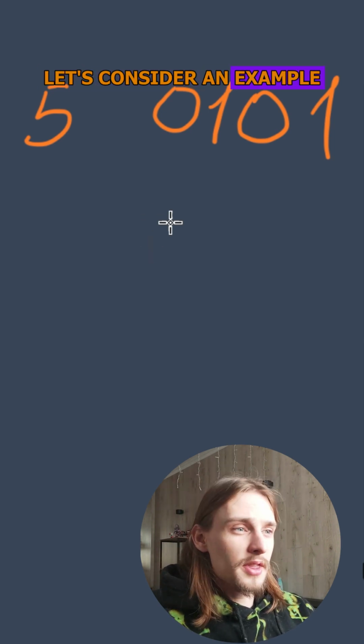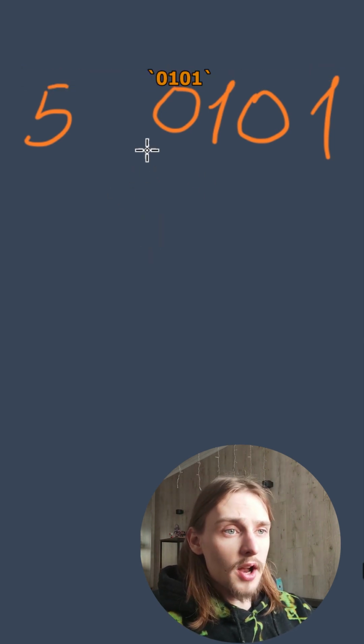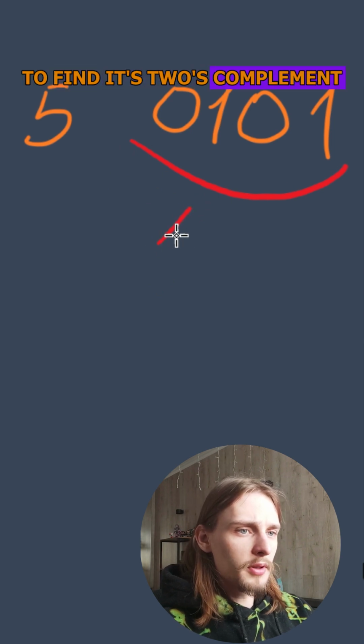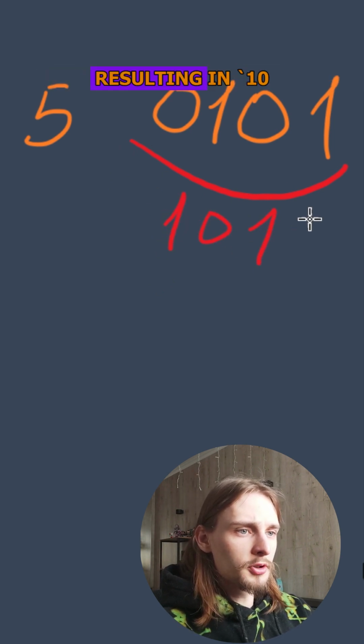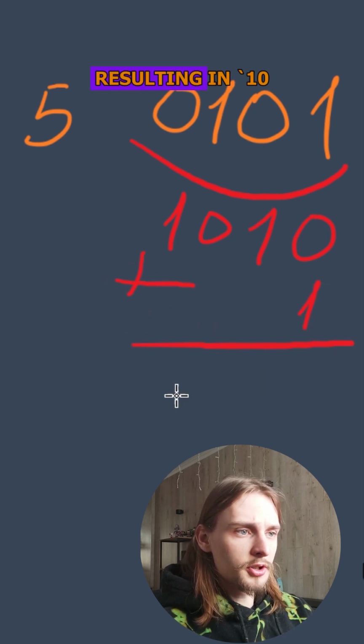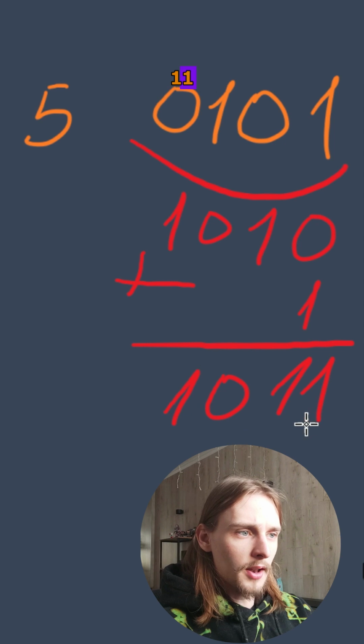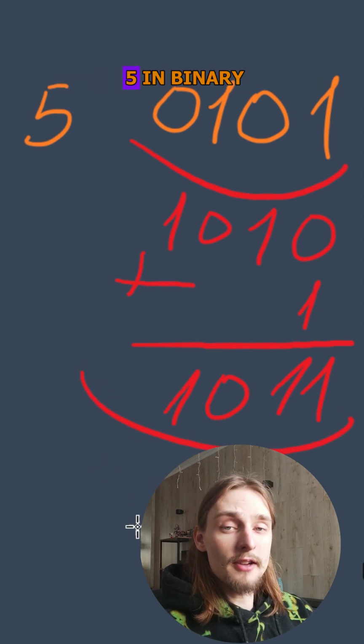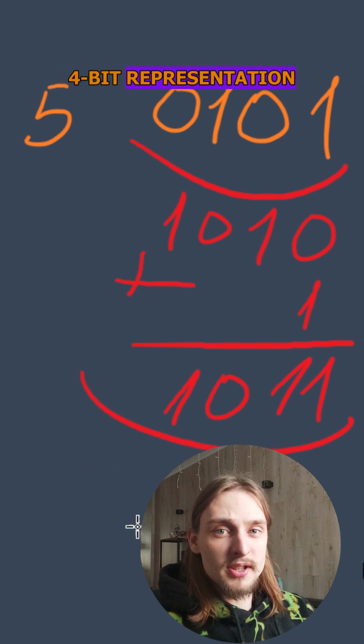Let's consider an example, number 5 represented as 0101 in binary. To find its 2's complement, we invert the bits, resulting in 1010, and then add 1, resulting in 1011. And here's our negative 5 in binary 4-bit representation.